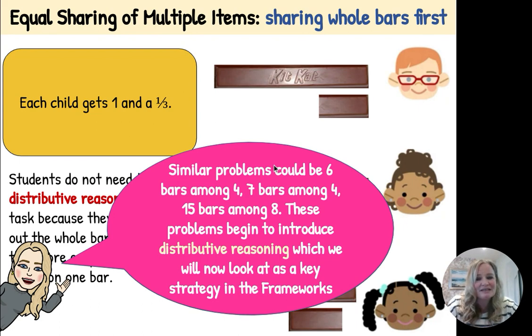Similar problems could be 6 bars among 4, 7 bars among 4, 15 bars among 8. These problems will begin to introduce more difficult distributive reasoning, which we will now look at as a key strategy that's in the frameworks.